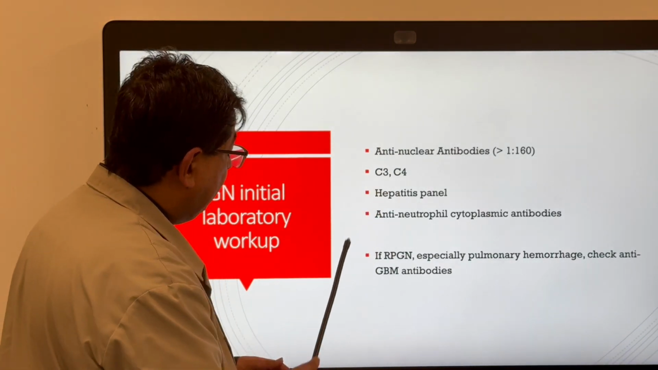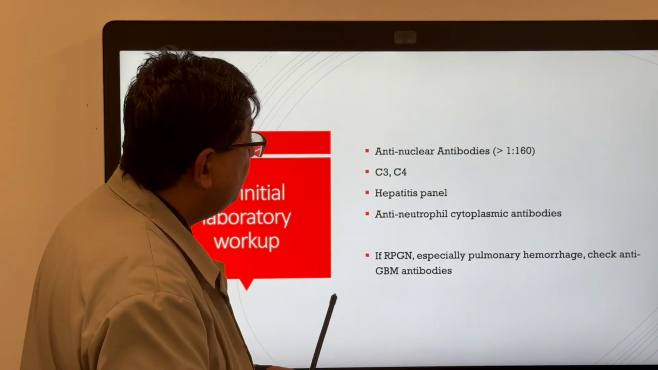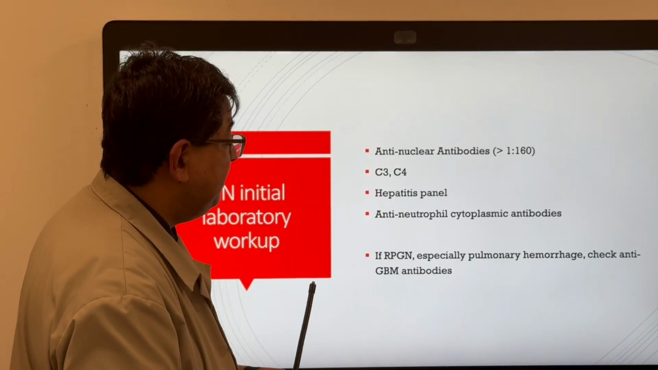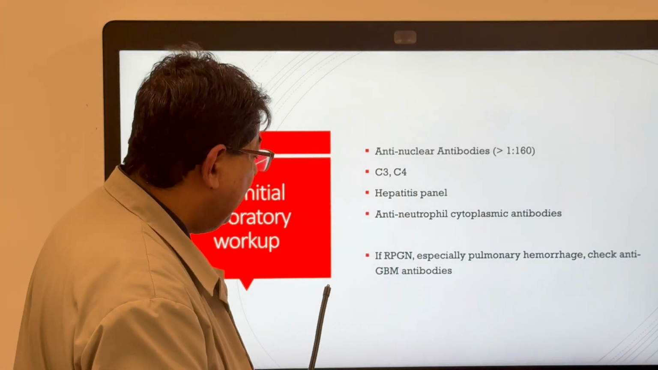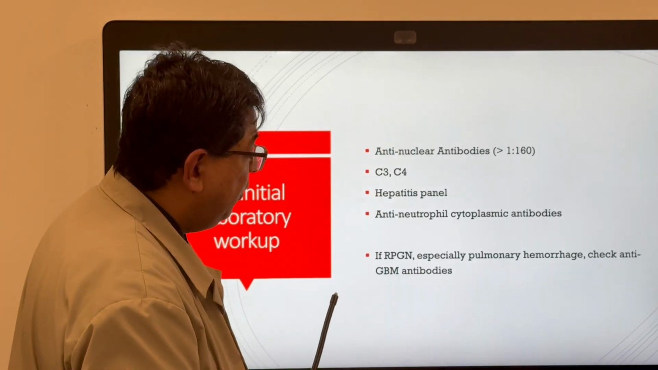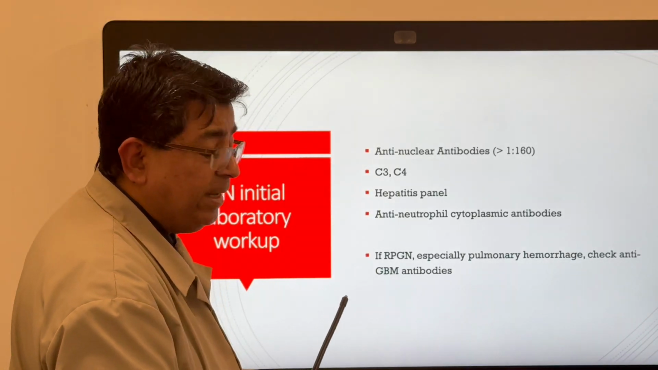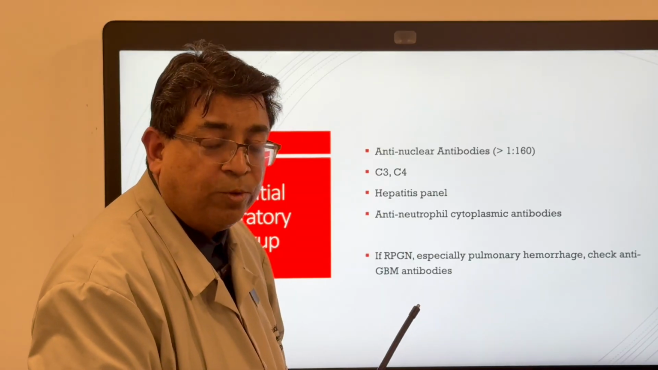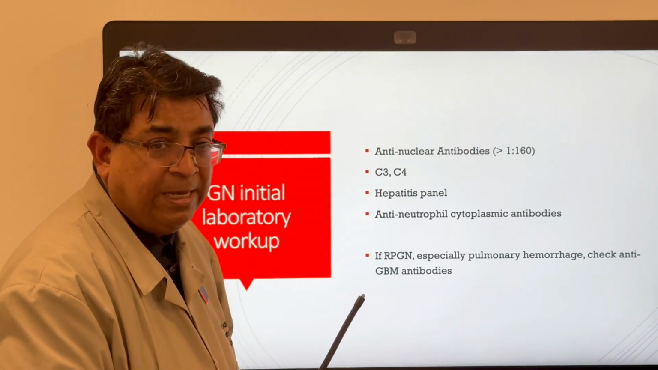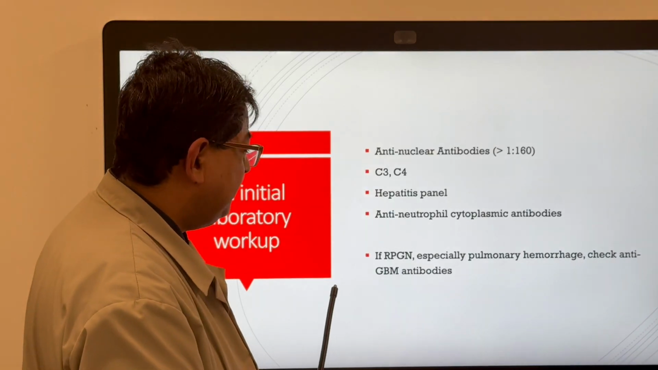So hepatitis panel should always be ordered. Anti-neutrophil cytoplasmic antibodies. And typically you can order ANCA non-specifically, or you can actually specifically check for MPO and PR3. And these days, it's actually recommended that you order the MPO and PR3 directly instead of the non-specific ANCA test.